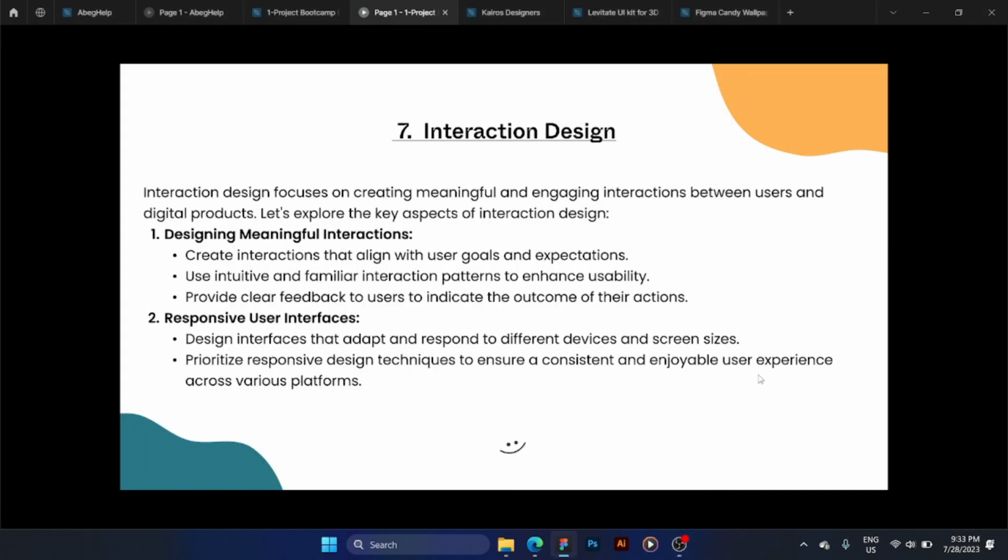The second thing we're looking at under interaction design is responsive user interfaces. This talks about designing interfaces that adapt and respond to different devices and screen sizes. When you're designing, you shouldn't just consider someone that's using a smartphone alone. That's what I mean by mobile, right? You should also consider people that use tablets, people that make use of laptops, for example. Do you get? So you must ensure that whatever you are trying to create is very responsive.